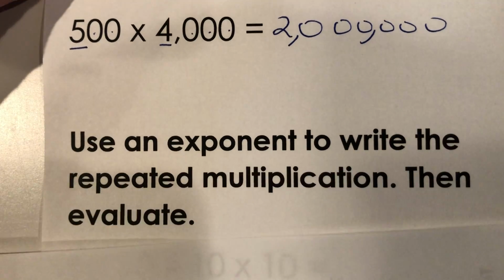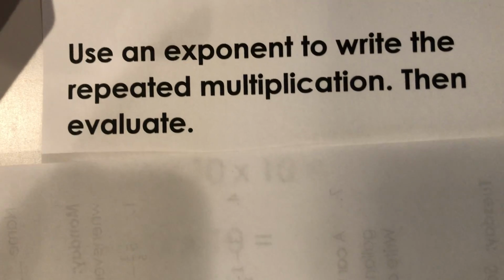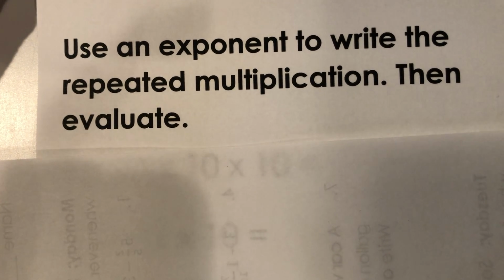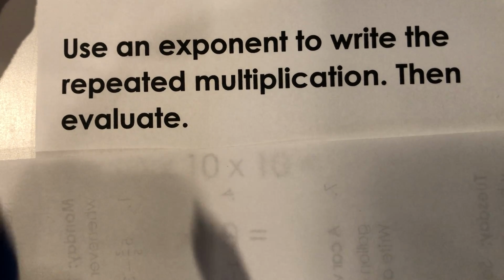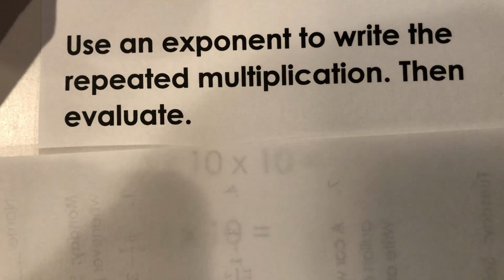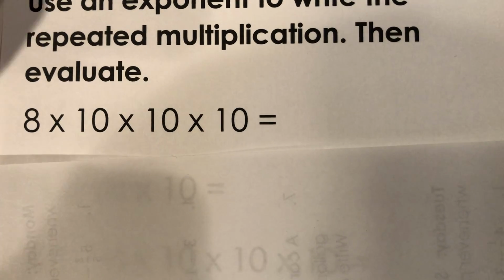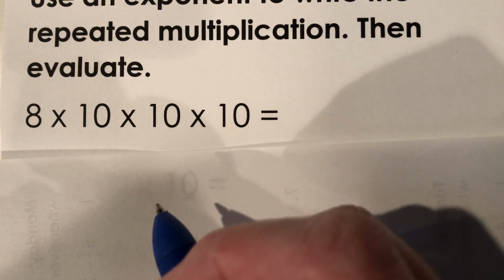All right, next. I want you to use an exponent to write the repeated multiplication and then evaluate. So this means I want you to rewrite it. Wherever you see that 10 being repeatedly multiplied, I want you to write it as an exponent. Then I want you to tell me what it equals. Okay, so here's your first one, 8 times 10 times 10 times 10. So press pause, press play when you're ready.